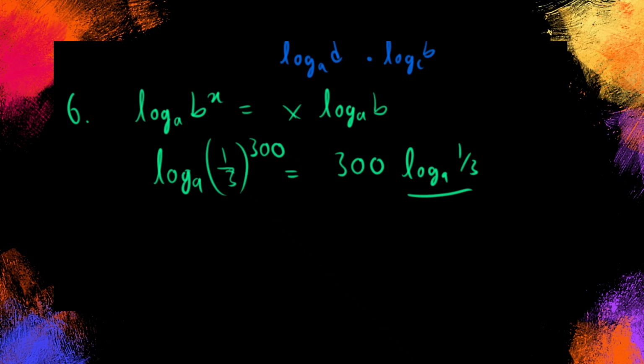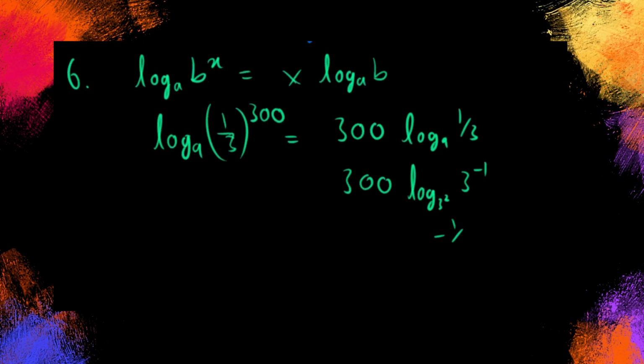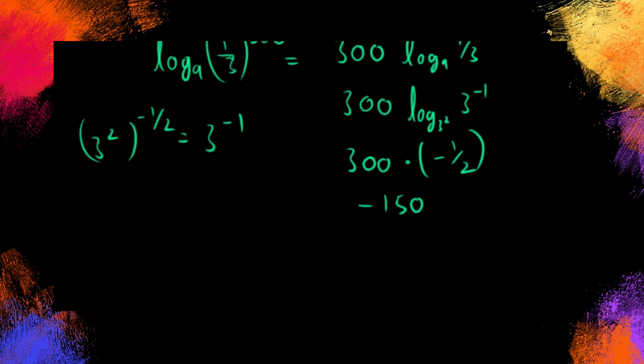We can resolve what log base 9 of 1/3 is. So we can write this 1/3 as 3 to the power -1, and we can write this as log base 3 squared of 3 to the power -1, and this is times 300. So this is actually going to be equal to -1/2, because 3 squared to the power negative a half equals 3 to the power negative 1. And we're given 300 times this negative half, which equals negative 150. So this in essence can be a very useful rule on your math problems to simplify these massive equations quickly.